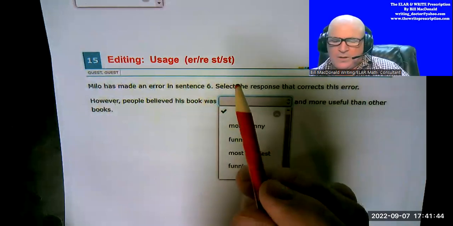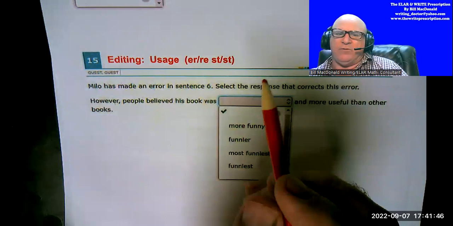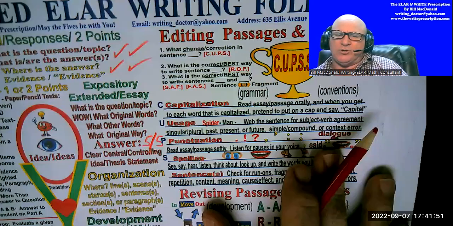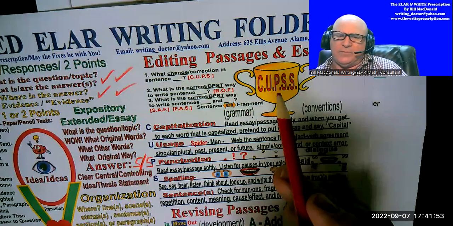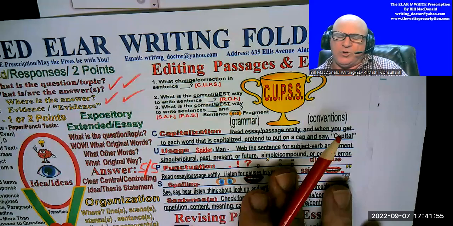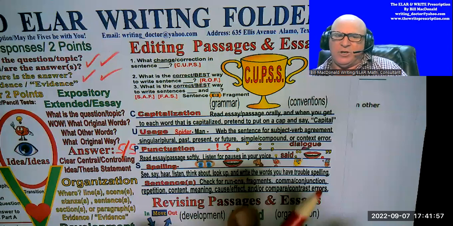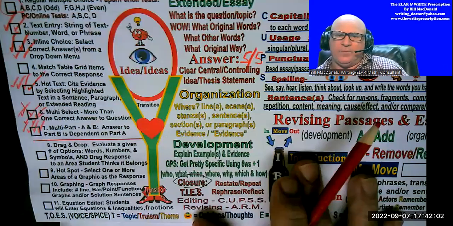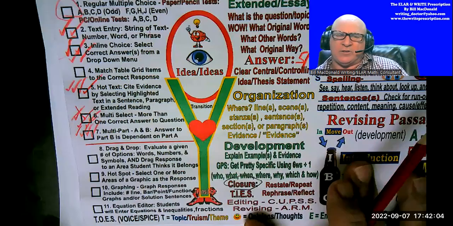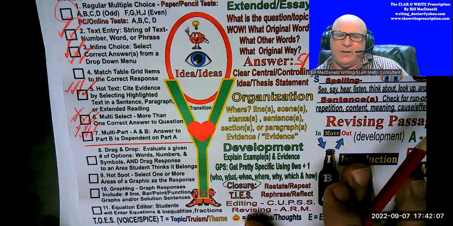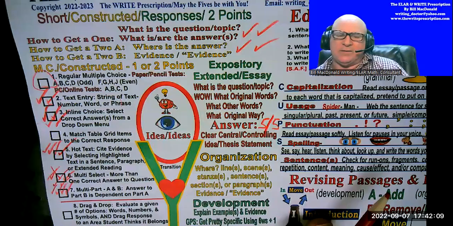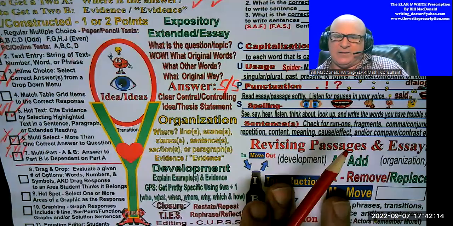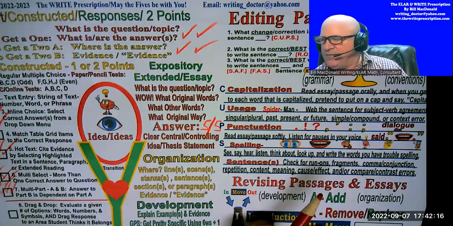Just as a quick review, if you're in the CREST training, part 1 is editing. We've already finished it. Part 2 is revising. We've already finished it. Part 3 is constructed response. We're about halfway through. Part 4 will be short answer. It'll be next week. And part 5 will be extended essay response. So if you don't have some in-depth guidance, this is kind of a fast-forward version of all of this.